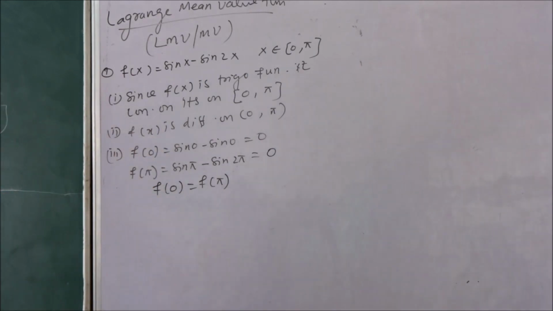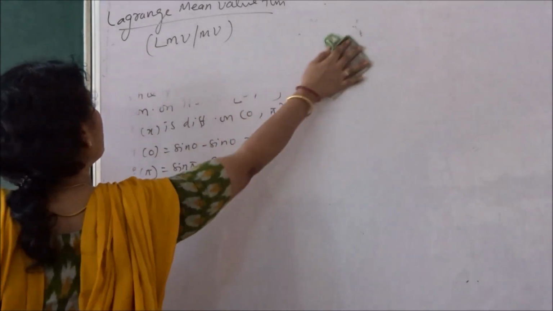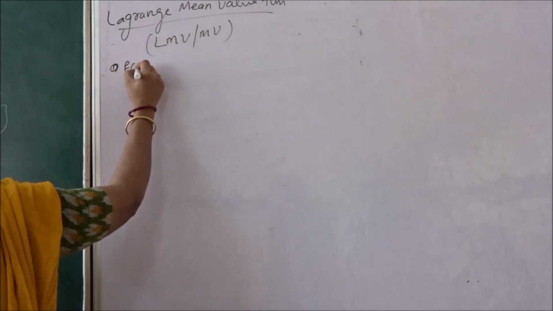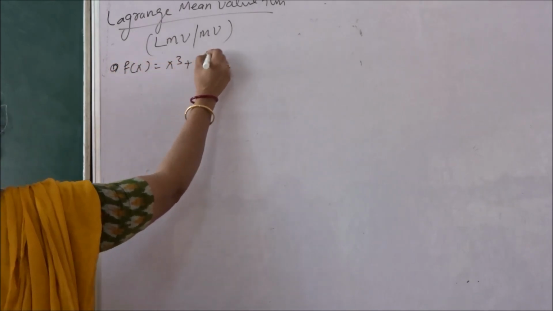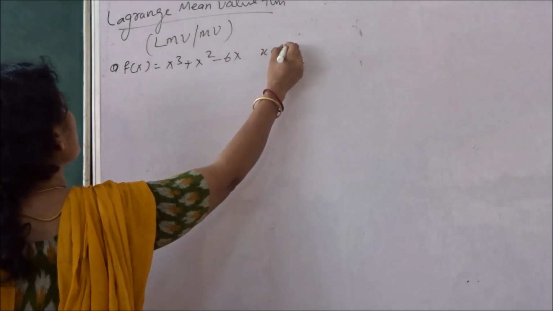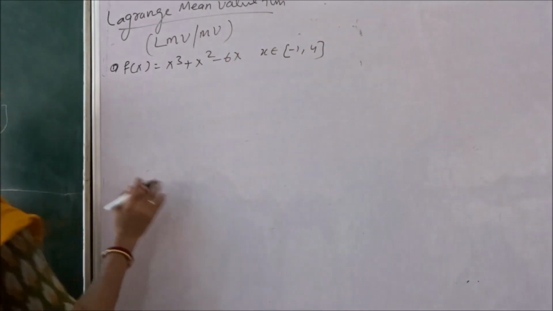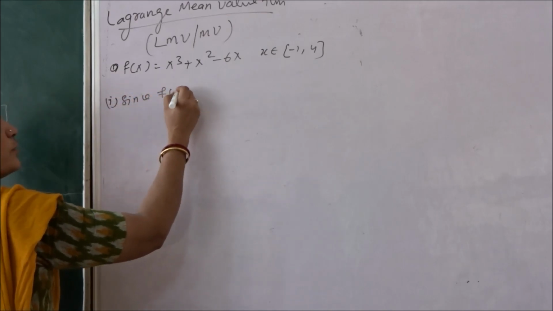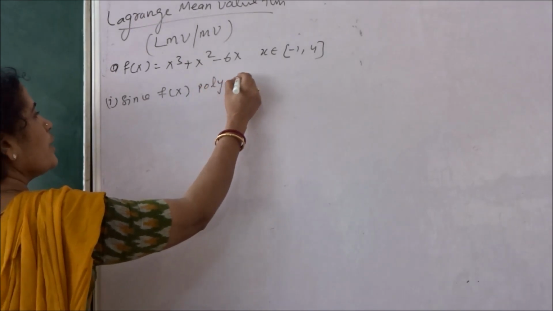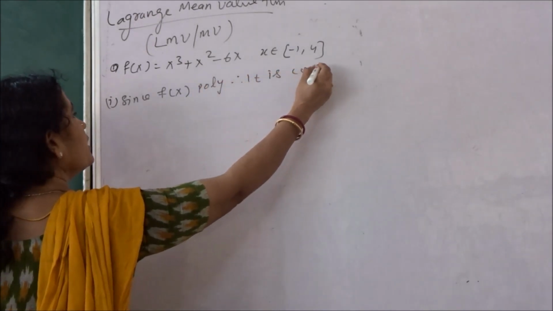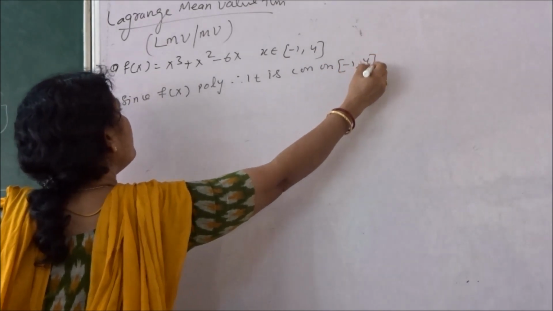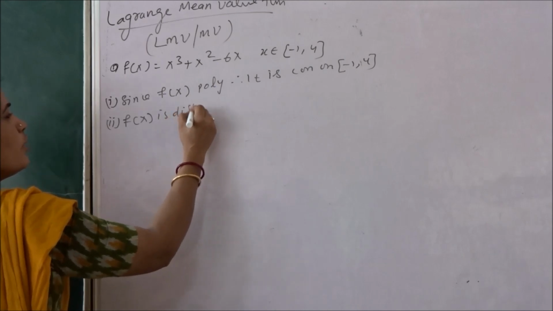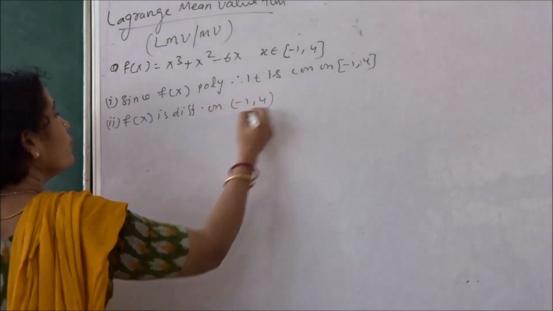So let us take another example. I am taking one more example here: f of x equal to x cube plus x square minus 6x, where x belongs to the closed interval minus 1 to 4. Number one, since f of x is a polynomial, it is continuous on the closed interval minus 1 to 4. Number two, f of x is differentiable on the open interval minus 1 to 4.